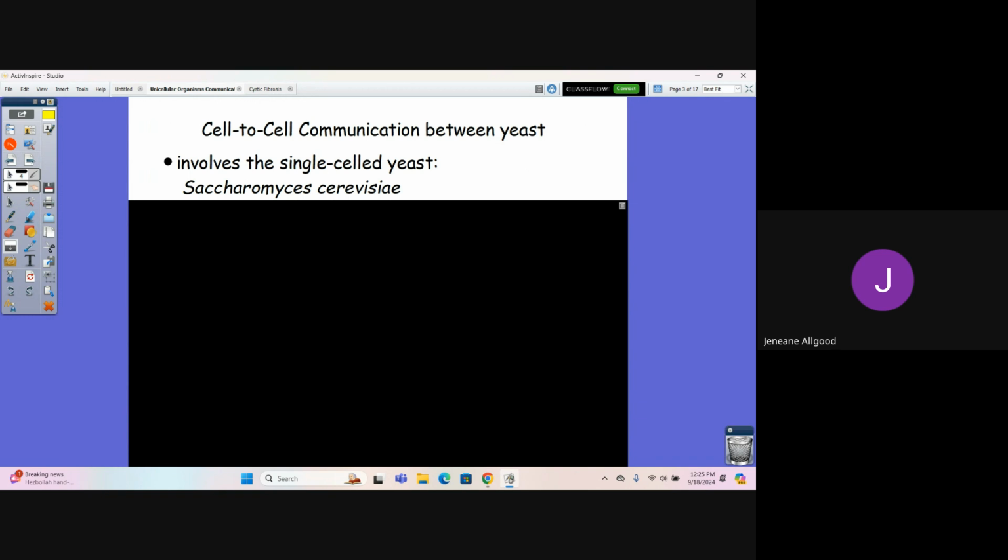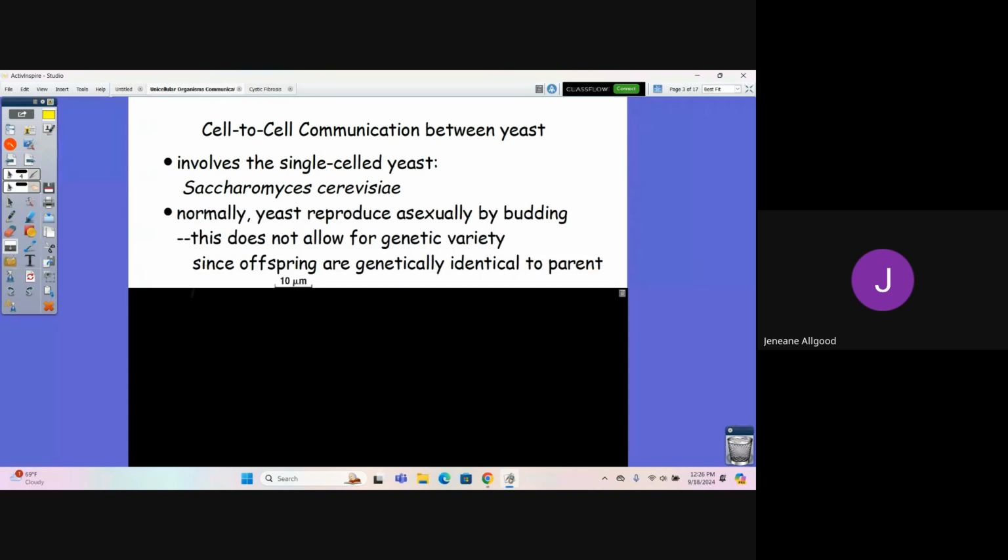So you don't have to memorize the name of that yeast, although you will see it in the animation I'll show you. It is the yeast Saccharomyces cerevisiae. If you've taken Spanish, I don't know if they teach that in high school, but cerveza is beer. So this is the yeast that is used to make bread and alcoholic beverages, because it's a fermentation process. And yeast are the ones that carry that out.